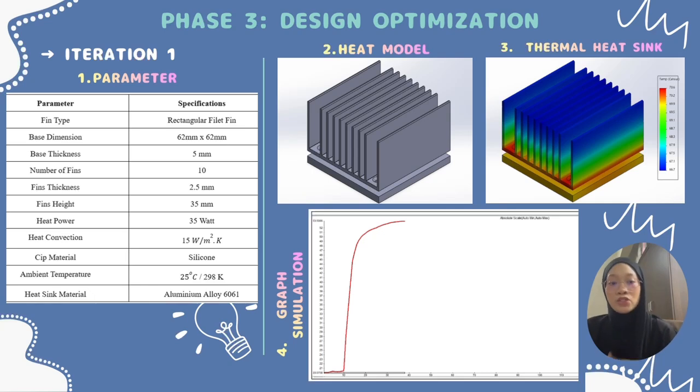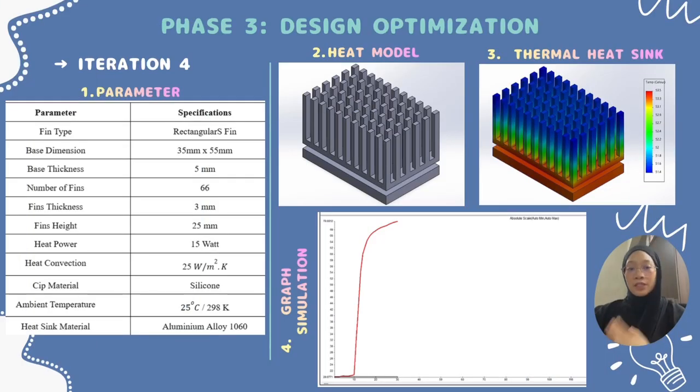Overall, this iteration shows that the heat sink is able to dissipate heat, but further optimization can be carried out to reduce the maximum temperature. Here also I have conducted the graph simulation based on the simulation parameters. Last but not least, iteration number 4.